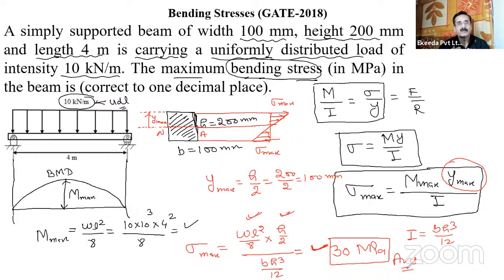value of I. If it is circular section, then this is pi by 64 d to the power 4. If it is rectangular section, that is B D cube by 12. For other sections, you may have to calculate the moment of inertia. You have to go to the theory lectures on how to find the moment of inertia of different sections. So this is the way of finding the maximum bending stress.